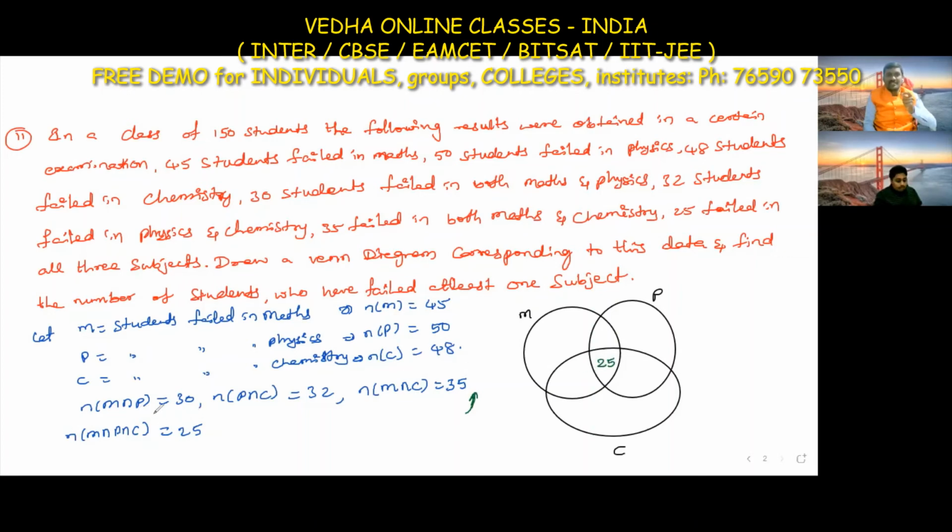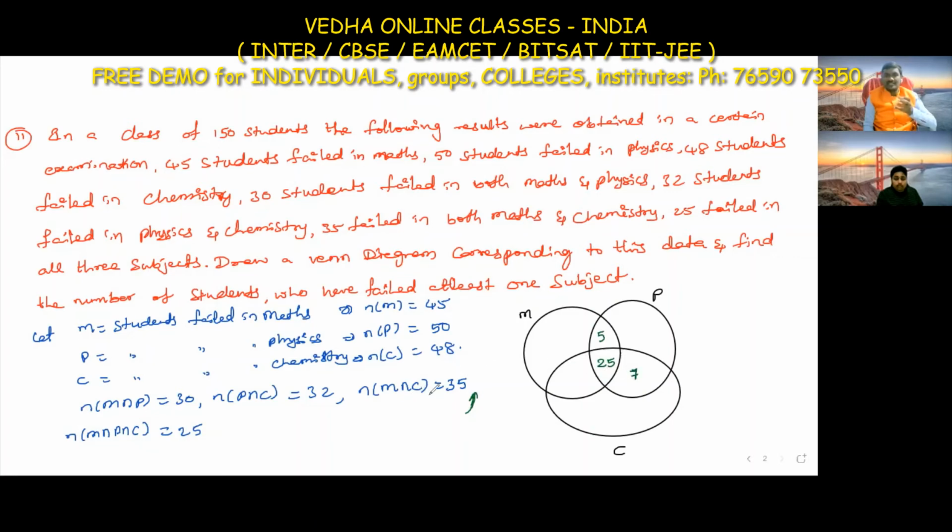After that, math intersection physics is 30. Already 25 we have, so we take 5. Physics and chemistry is 32. Out of 32 in the physics and chemistry common area, 25 we already took, so remaining only 7.